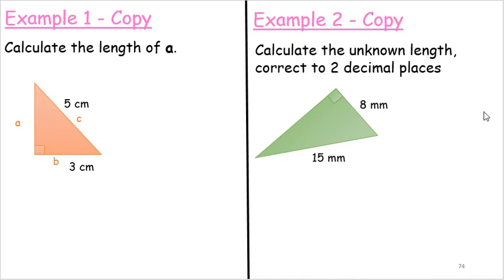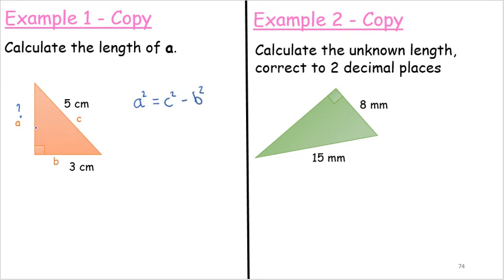So example 1, calculate the length of A. In this example, I've already labelled the triangle for you, A, B and C. And all we need to do is use this new formula to work out the unknown side A. So the first thing we do is set up our equation. When we're working out a shorter side of a right angle triangle, we use the variation of the Pythagorean formula, which is a squared equals c squared minus b squared.